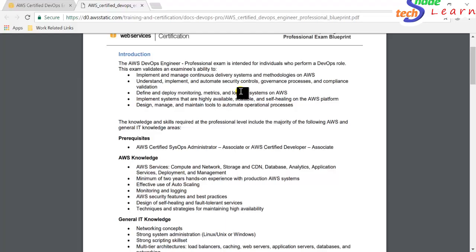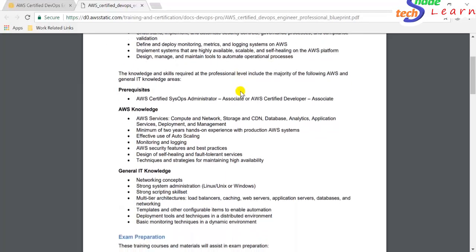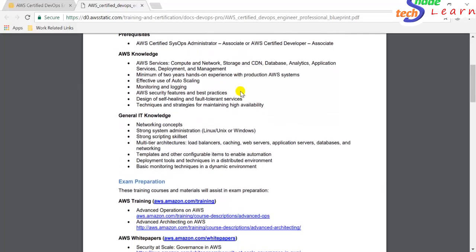We already discussed the introduction part, the prerequisites, and the AWS knowledge needed for this examination. We should know about compute and network services, storage and CDN, database, analytics, application services, deployment and management. And it needs a minimum of 2 years of hands-on experience with production AWS systems.